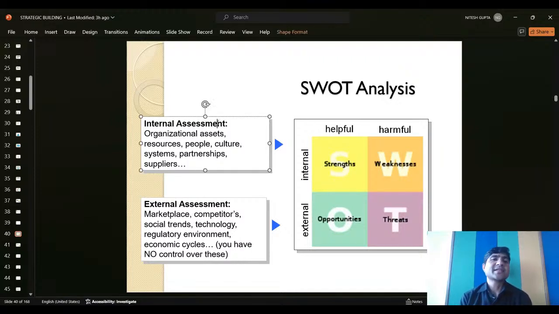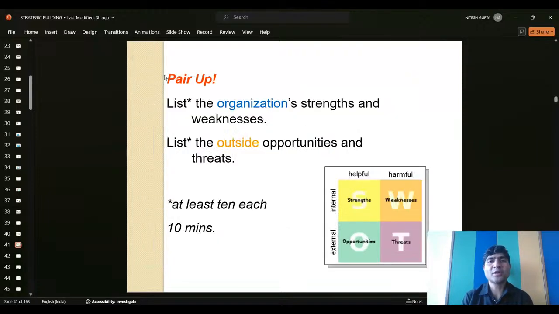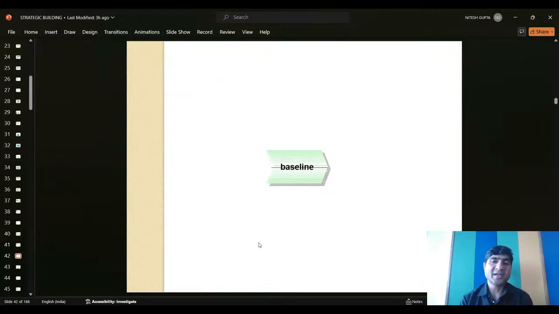So internal assessment is very important. Organization assets, resources, people, culture, system, partnership, and suppliers. They are all your internal assessment. When you talk about external assessment: marketplace, competitor, social strength, technology, regulatory environment, economic cycles. You have no control over these, which means they are beyond your control. So when you pair up, list the organization strengths and weaknesses, list the outside opportunities and threats, and at least 10 you will have to focus on, giving time to matching these.